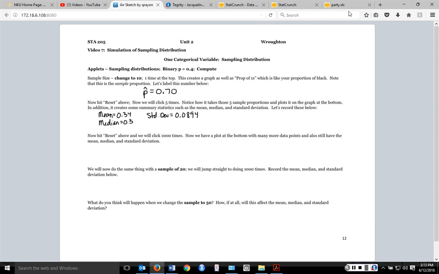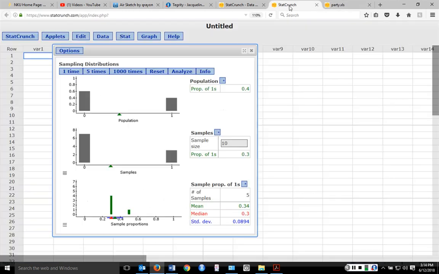Okay. Now that I was just doing it 5 times, I'm going to really blow this up, so I'm going to first reset it. And I'm going to hit 1,000 times. Now once I hit the 1,000 times, it's not actually going to show me each individual time of it selecting the sample and putting the number down here. But you have to visualize it doing that. That's what it's doing. I'm going to take a sample of 10 beads, get what proportion were black, put that number down here, and then do that 1,000 times.